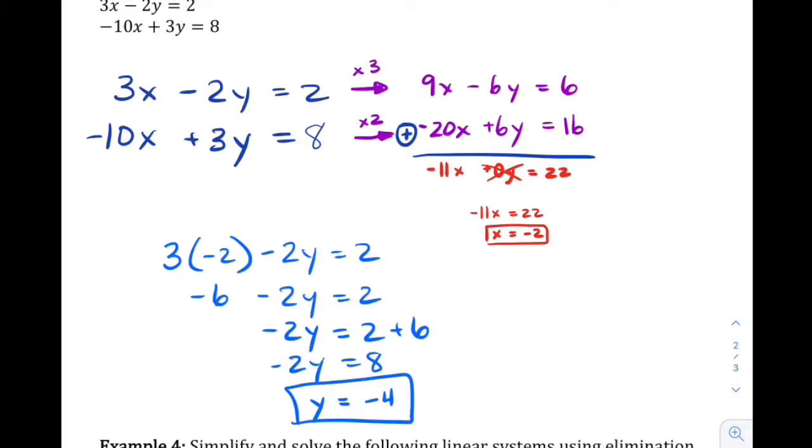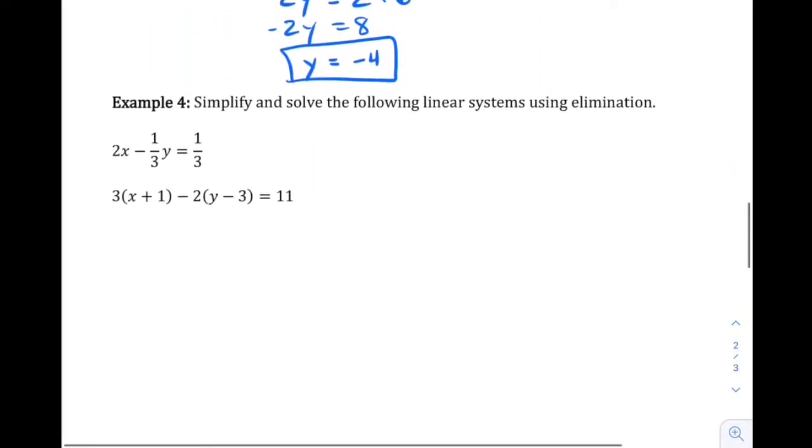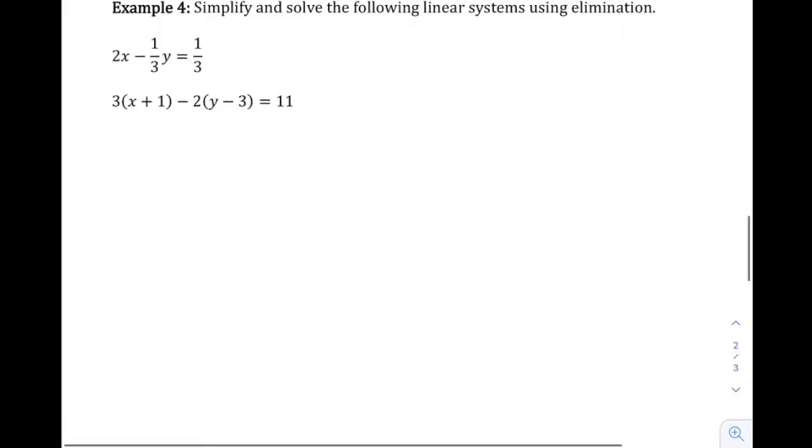So this one was a little bit different than the first ones that we saw because both equations need to be multiplied by a certain factor, 3 and 2, in order to get them to match. And that's as difficult as they're going to get. Until we see this.